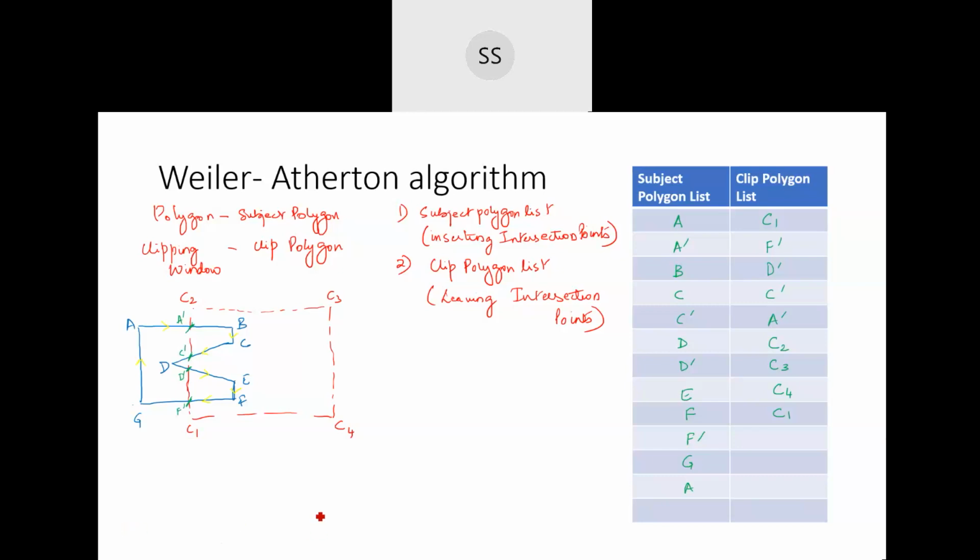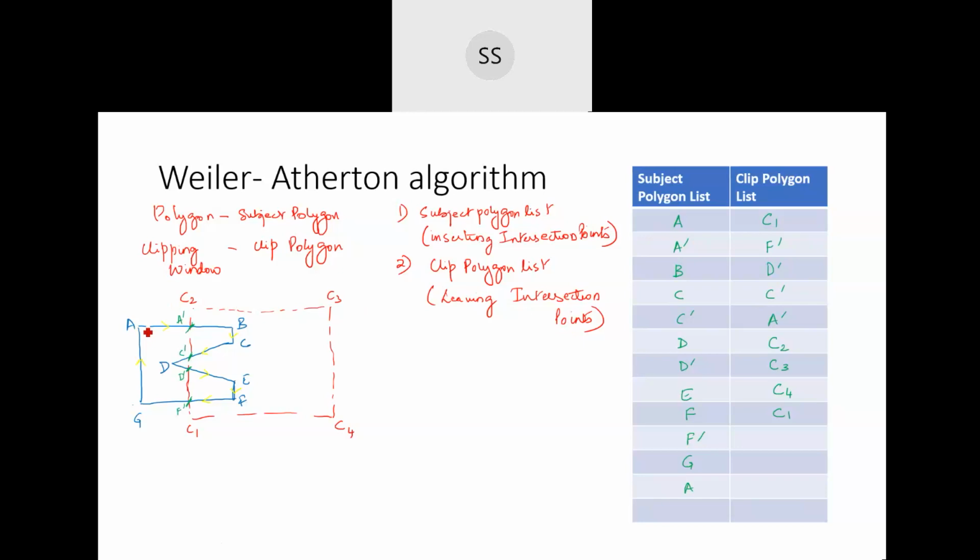Considering the first one, the subject polygon list will always start from an entering intersection point. It means that of all the edges I'm going to consider, my first point in this list will be the intersection point of an edge which is entering my clip polygon. If I see AB, AB is going inside, so I'll be considering that. And normally your clip polygon list will start with the leaving intersection point. We'll see how it is.